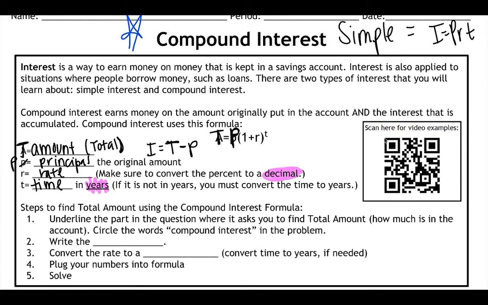So if it's in months, how do I get from months to years? We put it over 12, because there's 12 months in a year.